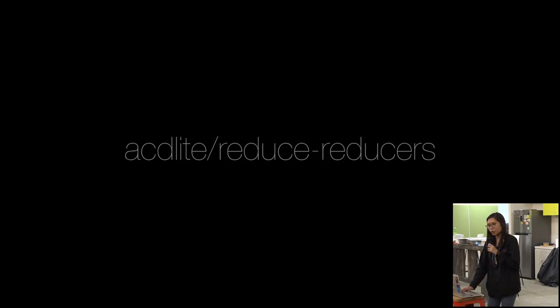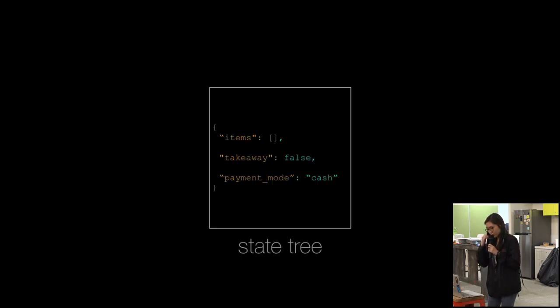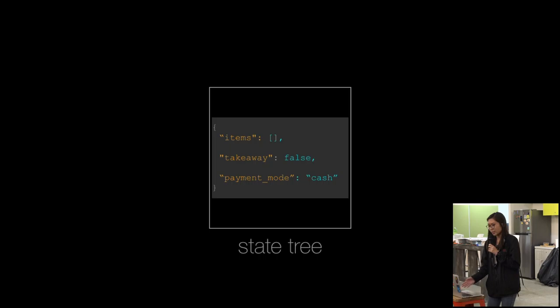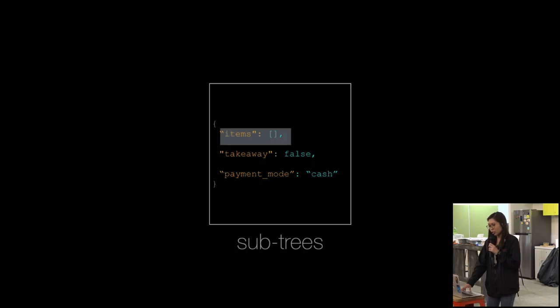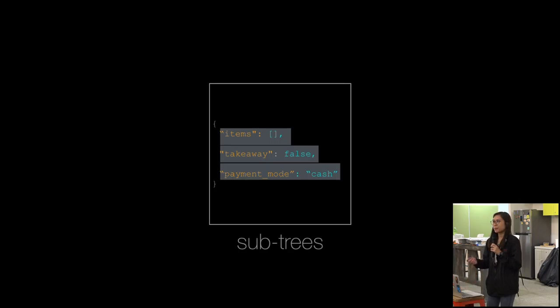Next, I'm going to go through reduce reducers. For those that use Redux, you all know combineReducers, right? So this is basically a state tree. It's the state of the entire application. And then within the state tree, there are many subtrees. So I have items, takeaway, and payment mode. For this example, it's an app that I created to take food orders.